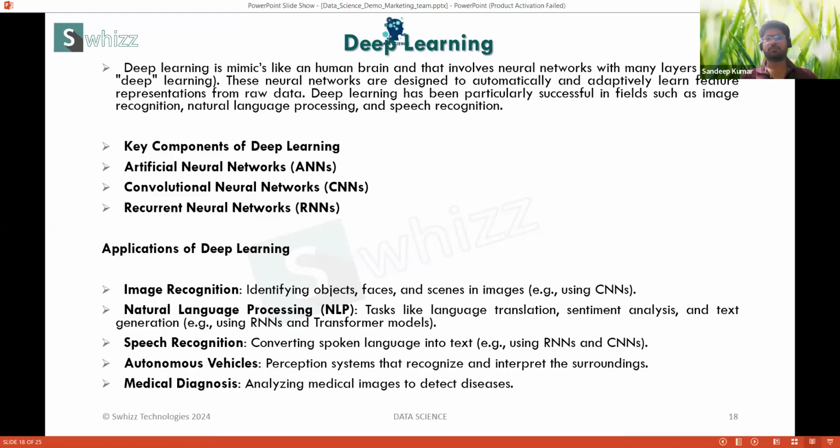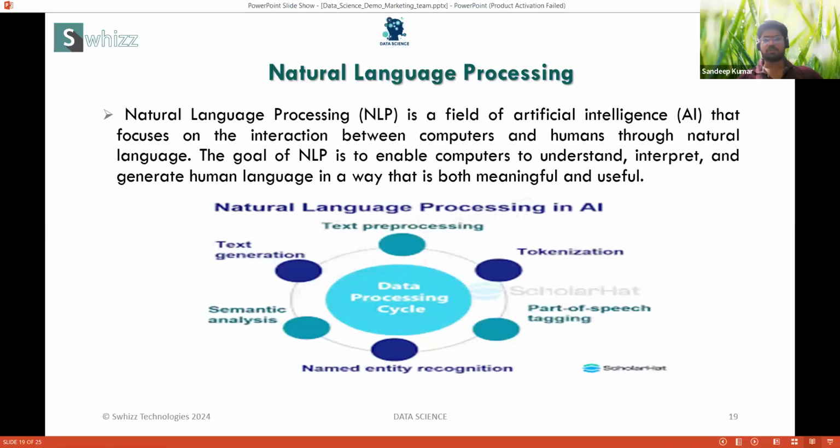So deep learning is quite a different thing. Here we are using artificial neural networks, convolutional neural networks, and recurrent neural networks. If you are dealing with image data or video data, and you want very good results, then we'll be going with deep learning, and we'll cover all these techniques. You don't need to worry. And then natural language processing.